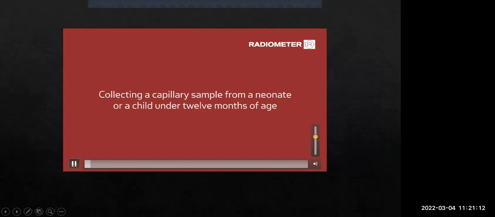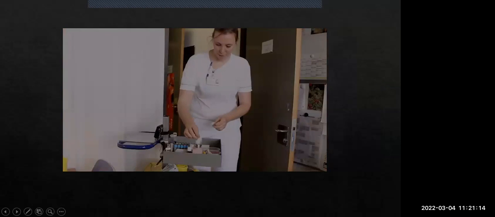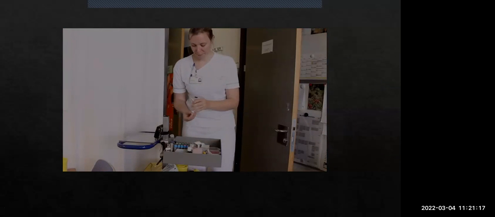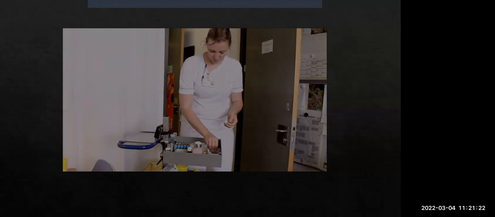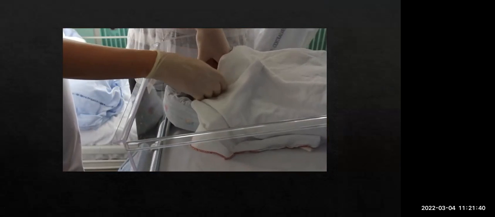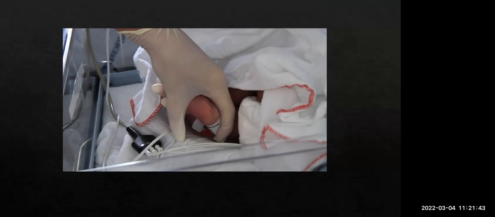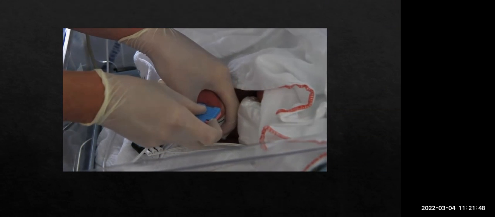This is an instructional video about how to collect a capillary sample from a neonate. When sampling, be sure to always follow your hospital's procedures. Before sampling, confirm the patient's identity. Make sure there is good blood flow to the sampling site. Disinfect the puncture area. Make an incision of maximum 2 millimeters depth on the plantar surface of the heel.